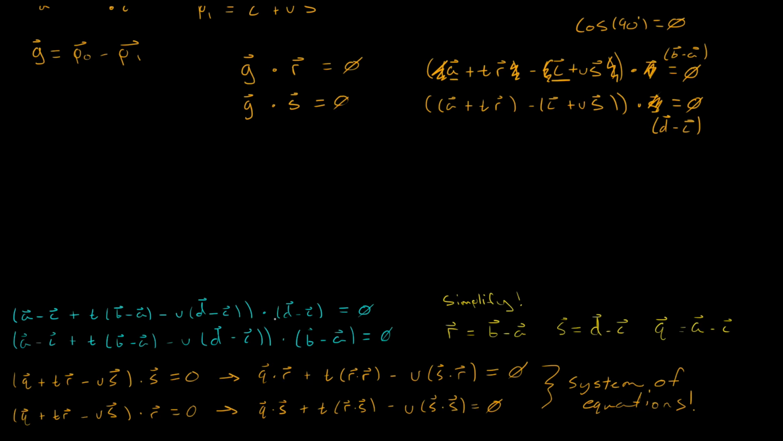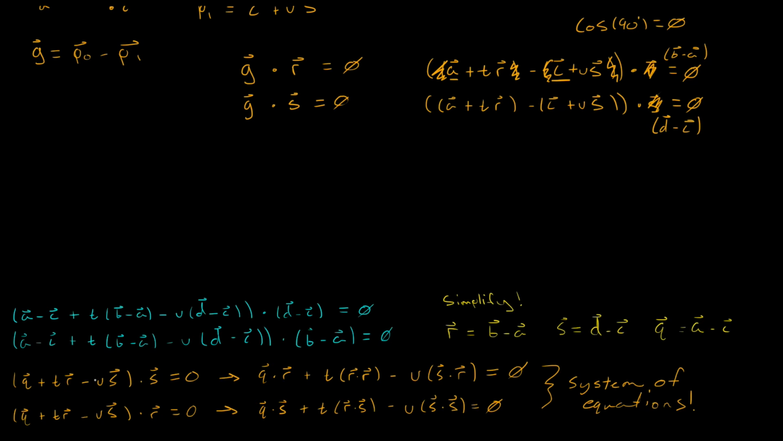So what we have here then is two equations. These are fully pulled out. I'm re-simplifying again, redefining R just in case because it's no longer written on your screen. So B minus A is R, S is equal to D minus C, and Q, which is a new variable here, is equal to A minus C. So we're saying Q plus T times R minus U times S, dotted with S is equal to 0, and Q plus T times R minus U times S, dotted with R is equal to 0. So we've just written the same thing three times. I'm just clarifying the steps I'm going through to make this simpler.